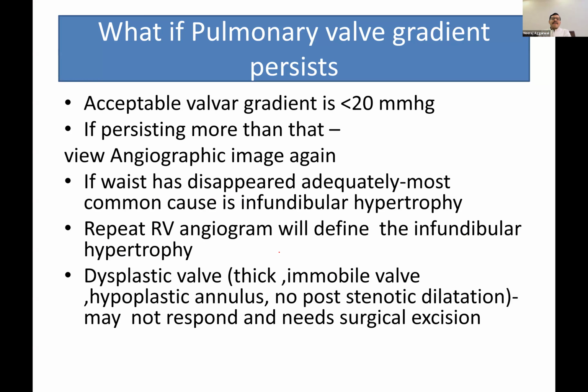And as you understand, if there is a dysplastic valve, thick immobile valve, hypoplastic annulus, or no prior dilatation, this may not respond and needs surgical excision. In such cases, we can accept a 40 gradient also. Giving PR is not a good idea. You accept some PS, actually.